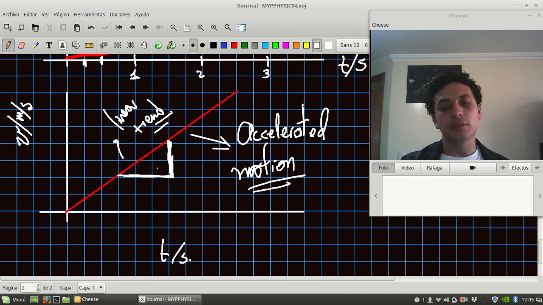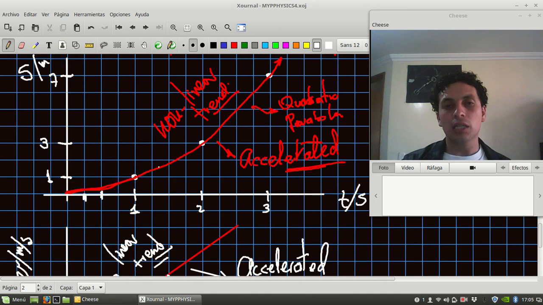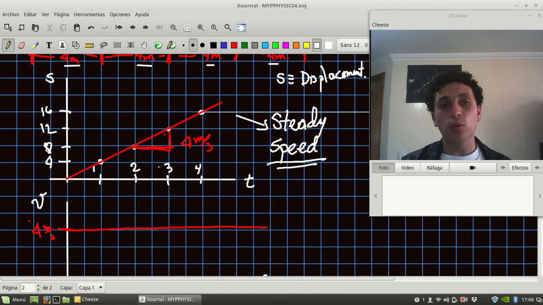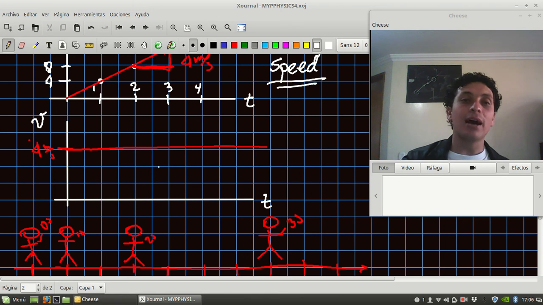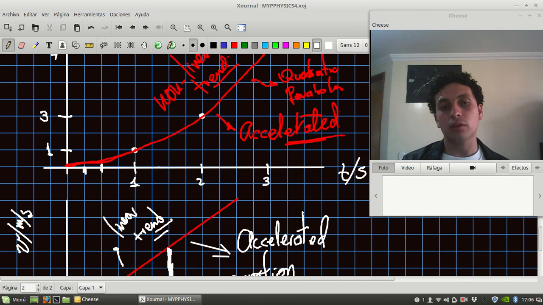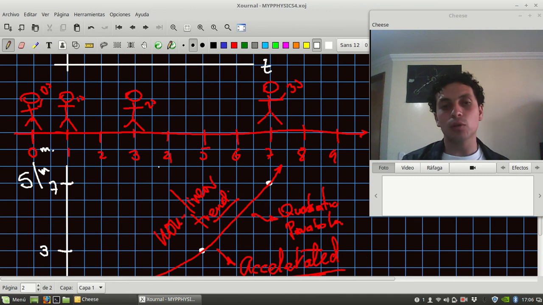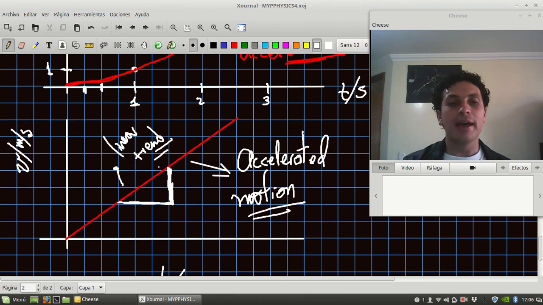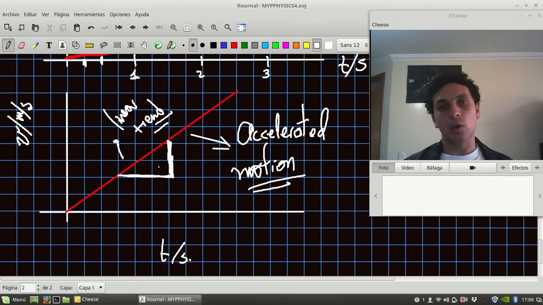So to sum up, what are the types of motion we have seen here? We have seen constant speed, or steady speed, or constant velocity, in which the trend of displacement versus time is a linear function, and if we graph velocity versus time, it should be a horizontal line. And we have seen accelerated motion, in which the graph of displacement versus time is going to be a nonlinear trend, and the graph of velocity versus time is going to be a linear trend. Okay, so this is how you can interpret graphs.